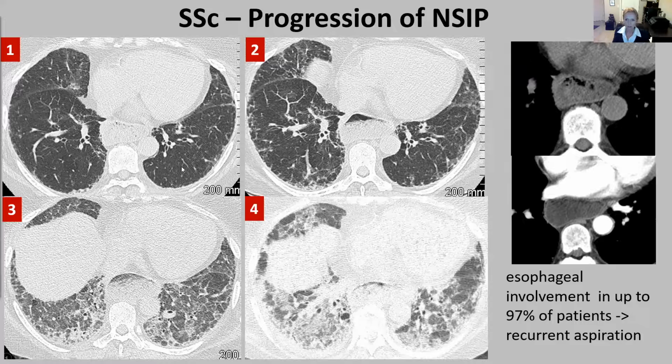Let's look at this patient. She was followed for years for her NSIP pattern interstitial lung disease related to scleroderma. Initially, we see very mild reticular peripheral opacities that progress over years. There is more ground glass opacities. This patient also has significant esophageal dysfunction and dilatation on all these scans. Esophageal involvement can be seen in up to 97% of patients with scleroderma. This can lead to recurrent aspiration and worsening of fibrosis. So all these patients are on prophylaxis with PPIs.